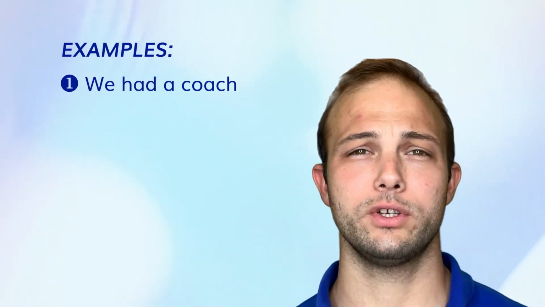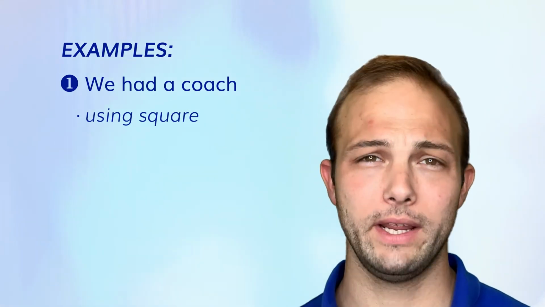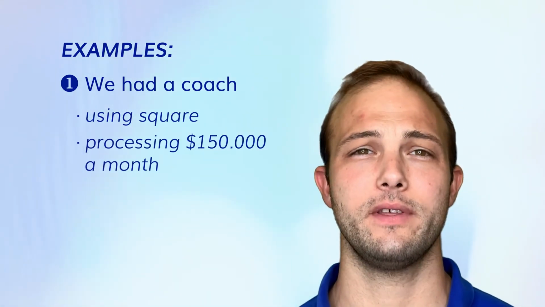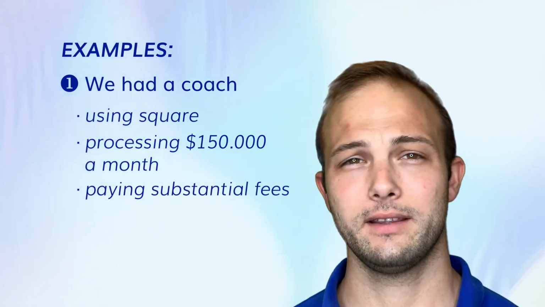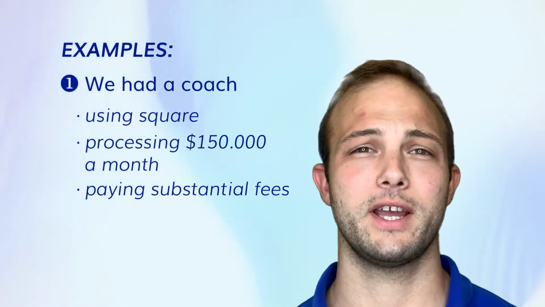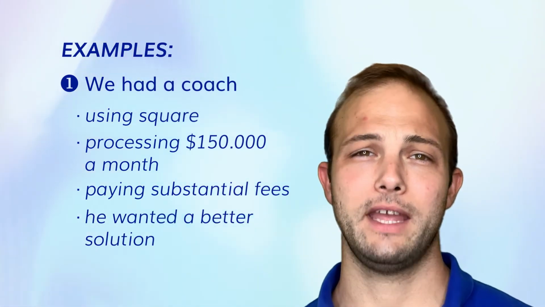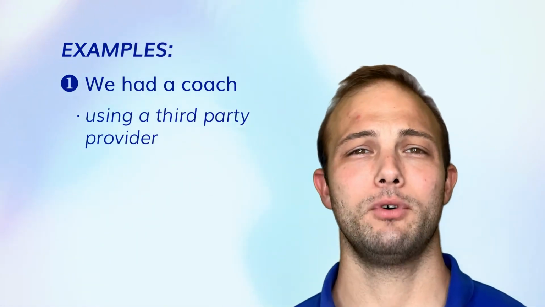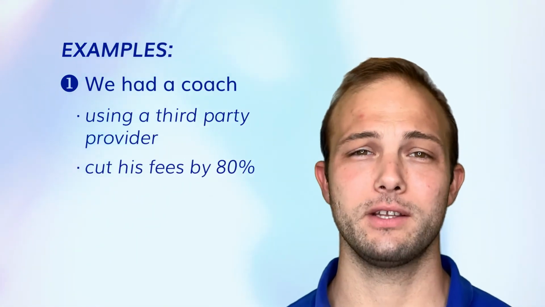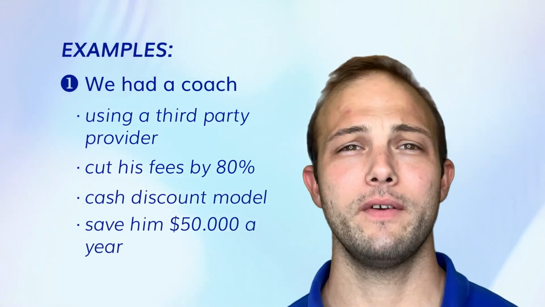He was a coach in the nutrition space, and he was using Square. When he was using Square, he was processing about $150,000 a month, each and every month, and he was paying substantial fees. I think they were charging him 2.75%, and he came to us and he said he wanted a better solution. We came back, did an analysis using a third-party provider, and we were actually able to cut his fees by 80%, switching him to that cash discount model, and we wound up saving him over $50,000 a year.